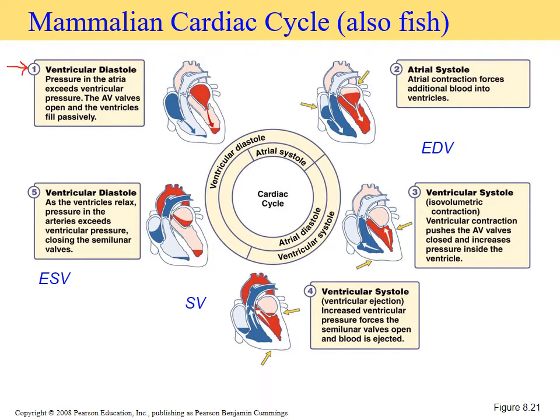What we see happening here is that when the ventricle is in its diastolic motion, so it's nice and relaxed, the pressure is low. The pressure in the atrium exceeds that of the ventricle. So what does that mean? That means that my AV valves are open, so blood can flow from the atrium into the ventricle, okay? And it does this passively, meaning that the ventricle doesn't have to do anything. It just has to sit there in its relaxed mode.